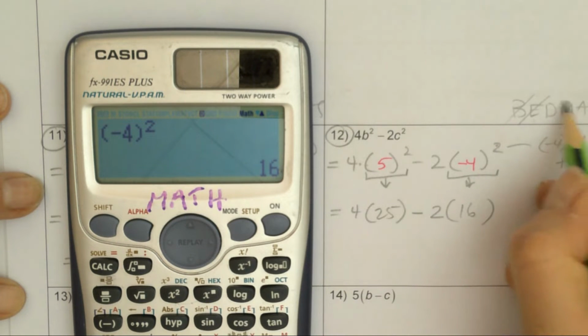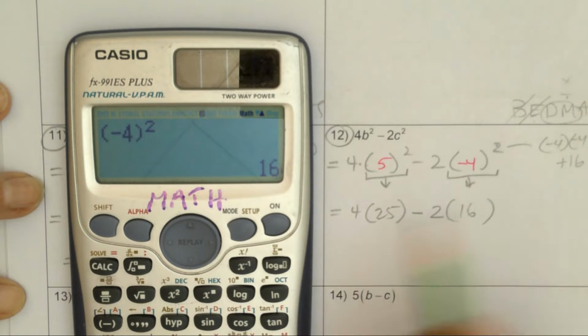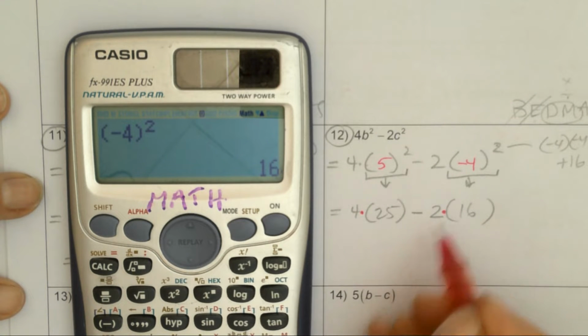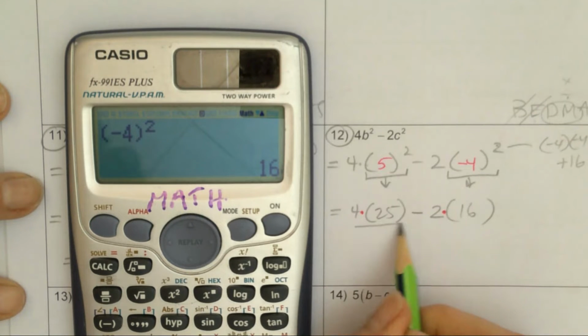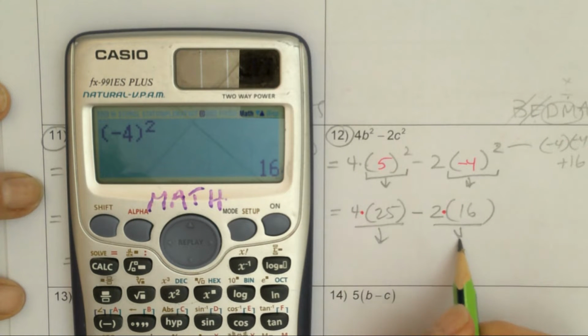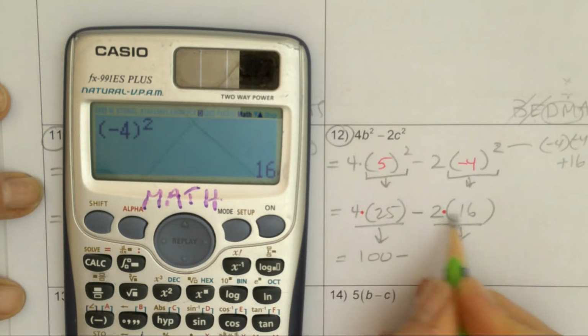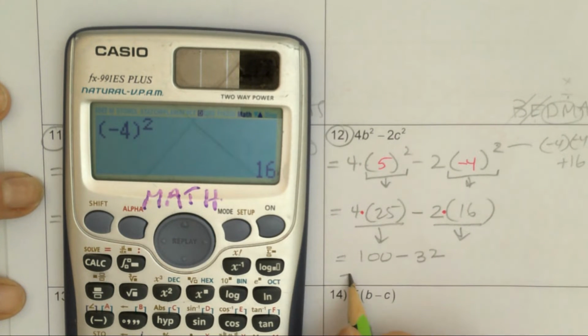So I'm done my exponents. Now I have divide and multiply. I know there's a multiply hiding here. I can't see him, but I know he's hiding. So I have to do this one and this one. Okay. 4 times 25 is 100. 2 times 16 is 32. And on my calculator I would check, and that would be 68.